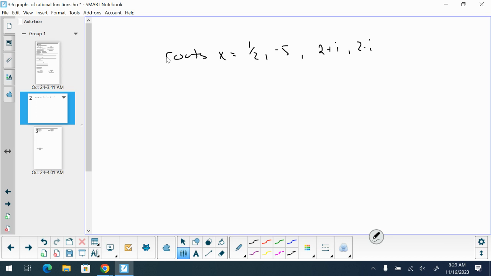Okay, so we should be able to get our factors for the first roots. For the first one, we have 2x minus 1, which will give us our x equals 1/2.